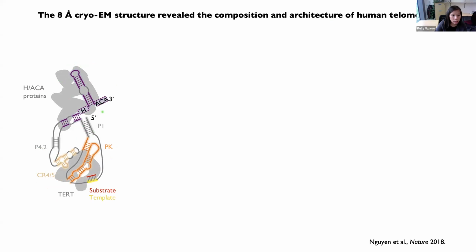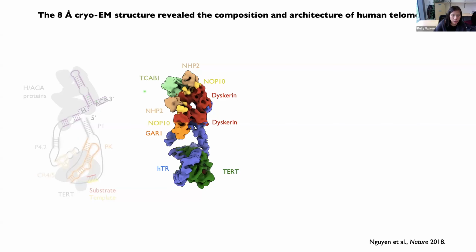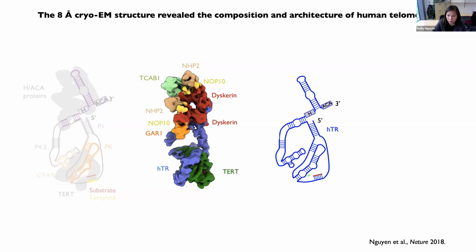Now let's turn our focus to the proteins of the complex. Here on the right is our cryo-EM density. Here I'm coloring the RNA in blue, and it's shown in this cartoon on the right. I'm going to walk you through how the proteins are organized on the RNA. So you have the RT, the reverse transcriptase, bound at the bottom, and the DNA substrate also bound to the RT. And then on the top of the structure are the H/ACA proteins.